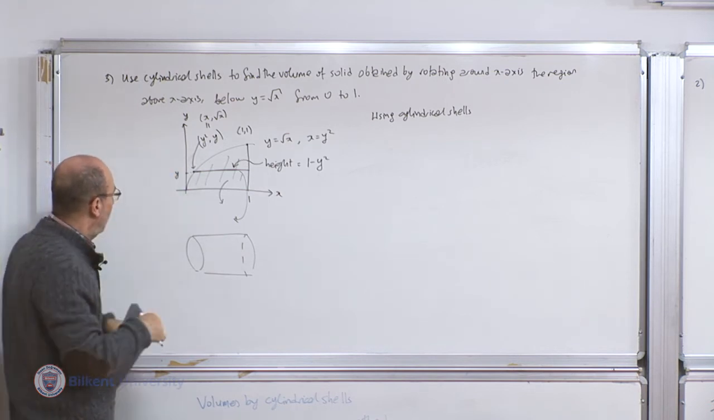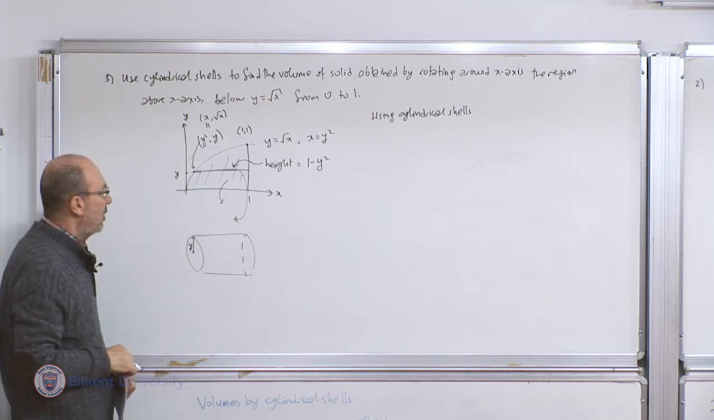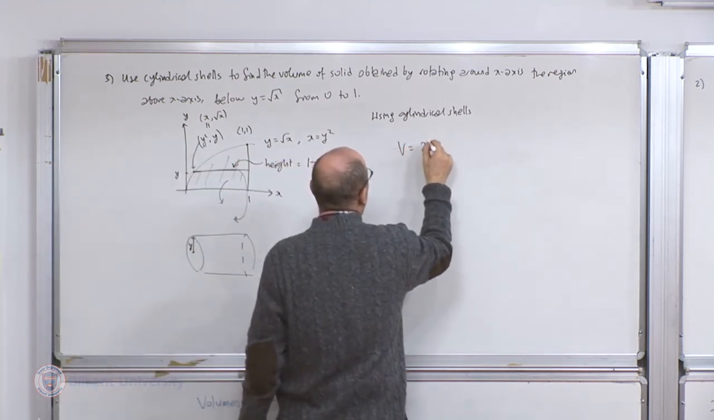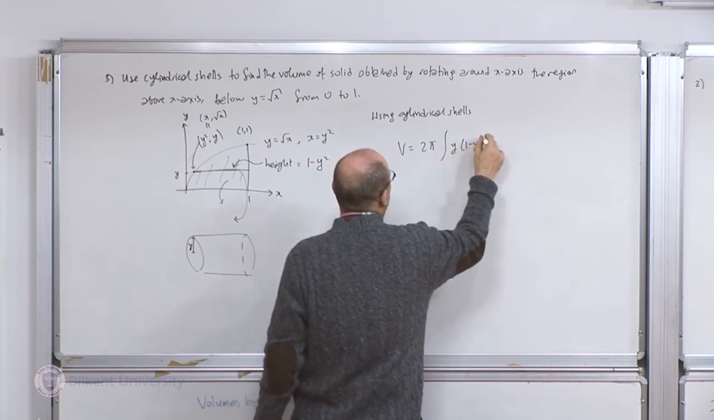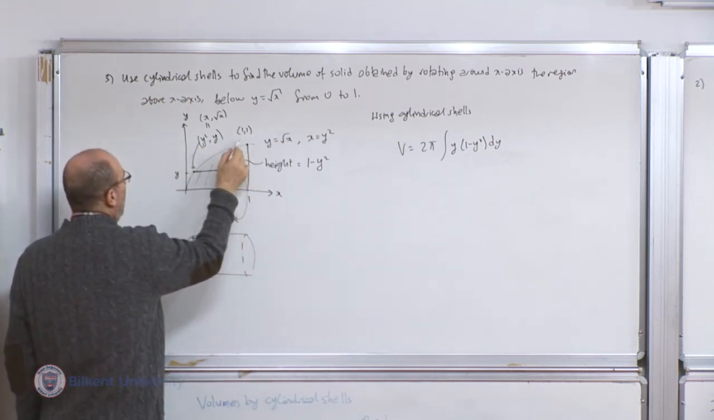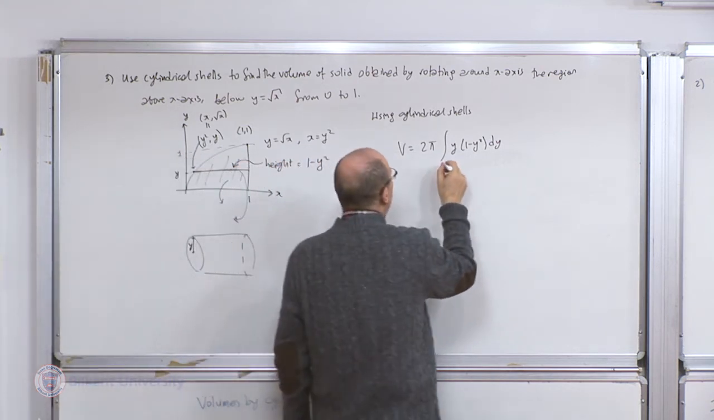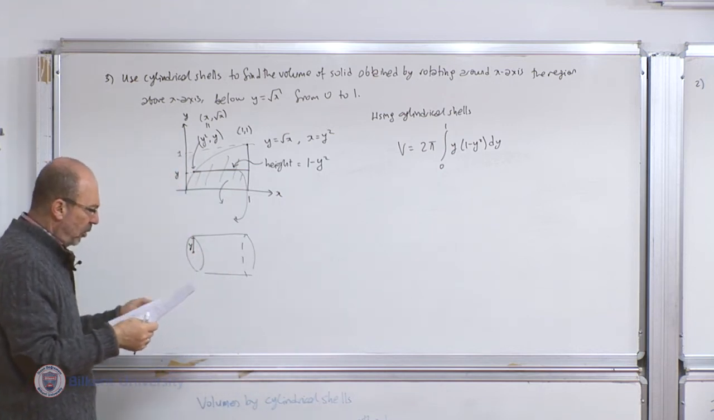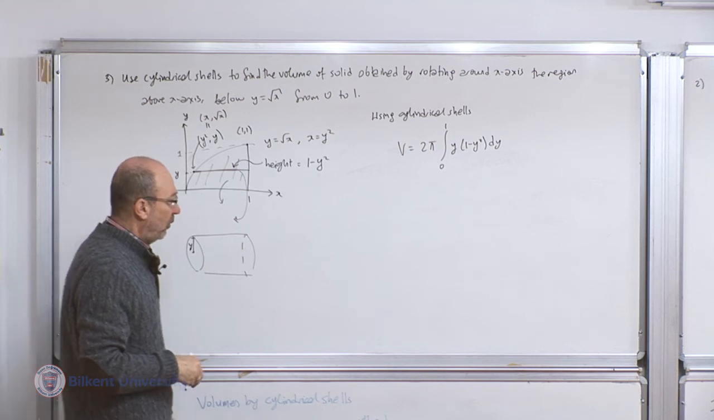And the radius of revolution is y. And thickness, as usual, is dy. So volume is equal to the integral of 2 pi y (1 minus y squared) dy, and it is from 0 to 1, because this point here is again 1. So this is again a simple integral. The answer turns out to be pi over 2.